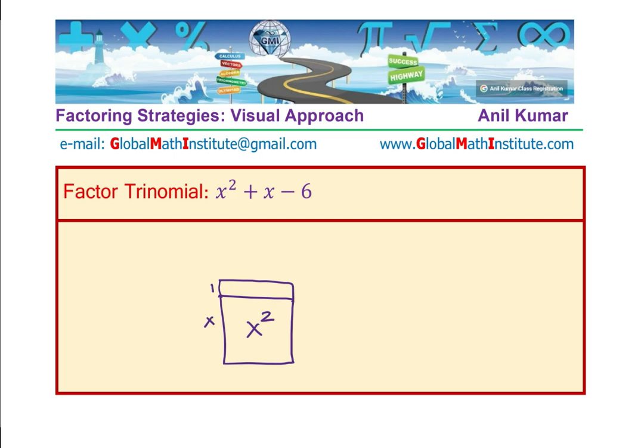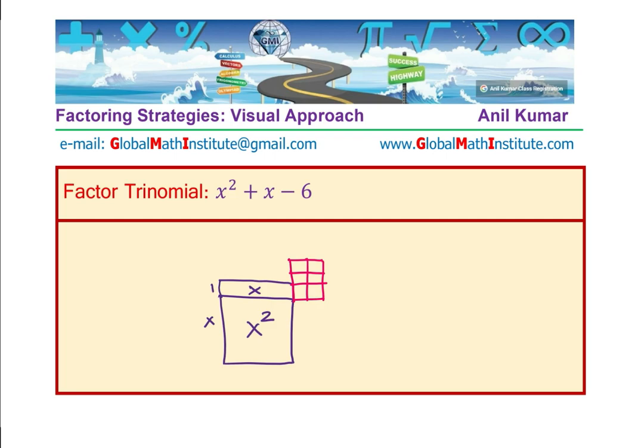Perfect. Now, I have to place these 6 units. Since it is red, I'll place the 6 units. 1, 2, 3, 4, 5. So, I am placing these 6 units on the corner side. There you go. So, that is minus 6. Do you see that? So, I have already shown x square plus x and minus 6 in red. So, that is our first step to diagonally place the units.